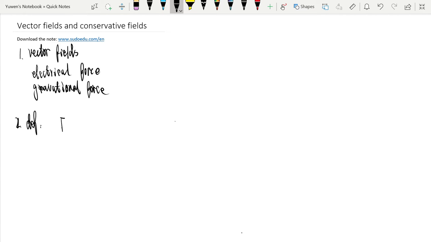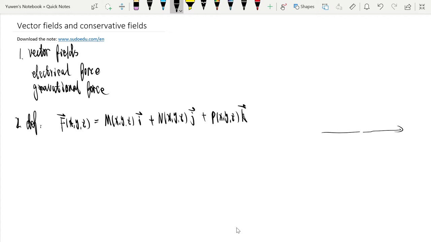At each point in its domain, we assign a vector: M(x, y, z), N(x, y, z), and P(x, y, z). For each point, we assign a vector to it. That means at each point, and for the two-dimensional case too, we have a vector. We call this a vector field.